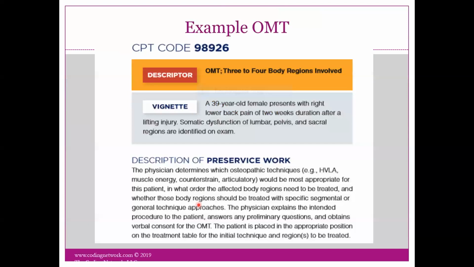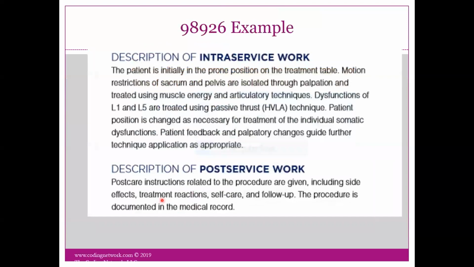So let's just look at an example of an OMT note. And of course, you would document in the beginning of the note the patient being seen and why, the fact that we've got somatic dysfunction of the lumbar, pelvis, and sacral regions. And then just a description of the pre-service work, the decision to perform, the verbal consent.